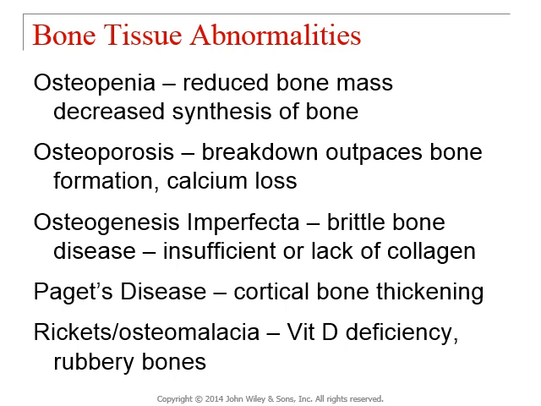Now, other bone tissue abnormalities besides osteopenia and osteoporosis: osteopenia will be reduced bone mass, decreased synthesis of bone, and the T-score will be from -1 to -2.5. So again, standard deviation from the 30-year-old woman. Osteoporosis is any T-score beyond -2.5, where the breakdown outpaces bone formation and you have full calcium loss. Again, we worry mostly about the hips and also the lumbar spine due to the high incidence of fracture, where oftentimes the person will fall because of the fracture.